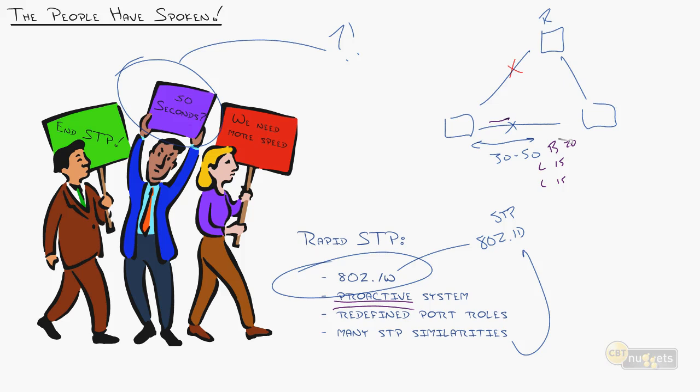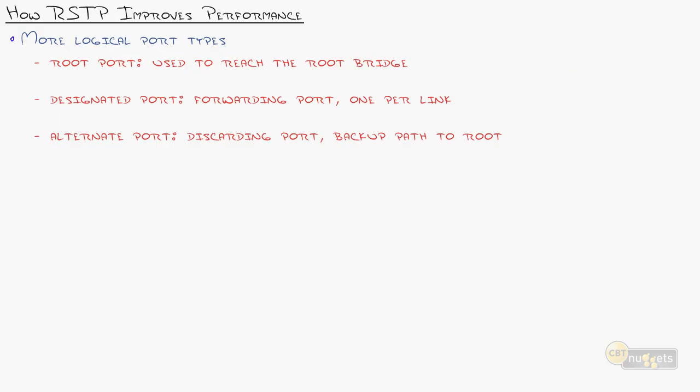So, with rapid spanning tree, we have new port types. We've got our same old root port and designated port like it always was, but instead of just a blocked port, we now have things like alternate ports and backup ports, things that signify the real difference between rapid spanning tree and spanning tree.